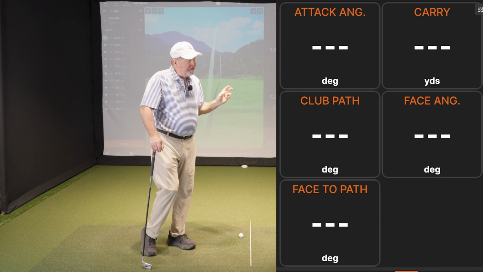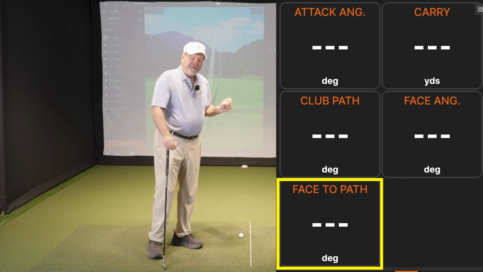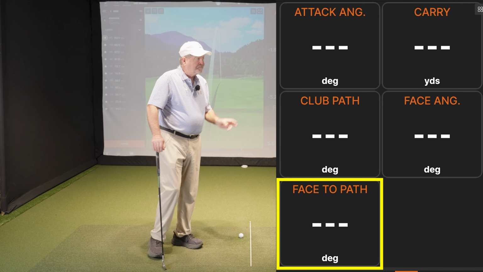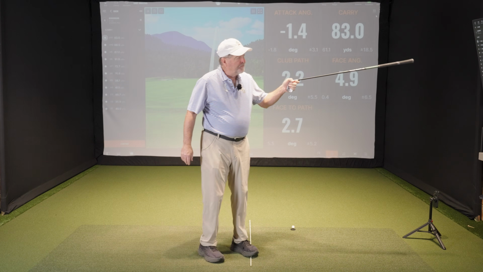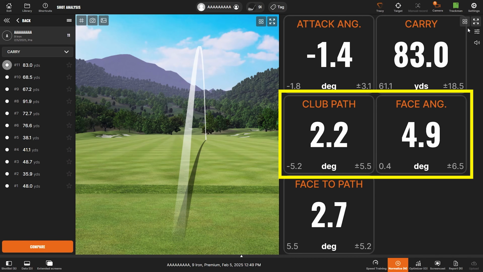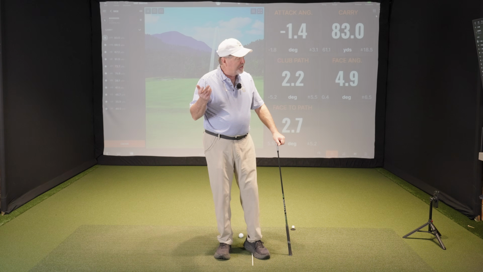The last tile at the bottom is probably the most important, especially if you're trying to hit straight shots. And that's face to path. So that's a combination of club path and face. So it's face to path. And so because that's a 4.9 minus 2.2, we're going to have a face to path on this last shot of a positive 2.7. That means 2.7 degrees to the right. So that's going to be a fade.